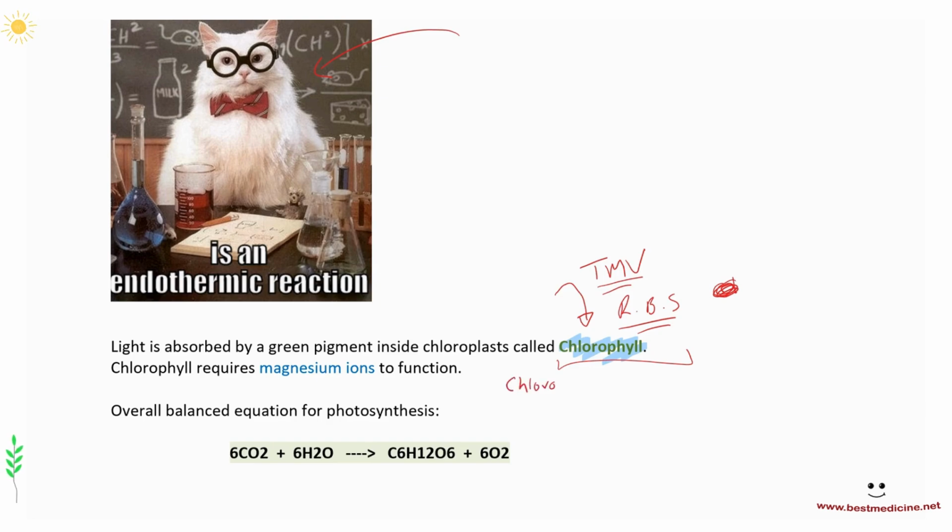And that is called chlorosis. Remember the word? Chlorosis. So the overall balanced equation for photosynthesis is 6CO2 plus 6H2O gives you 1 molecule of glucose plus 6 molecules of oxygen.